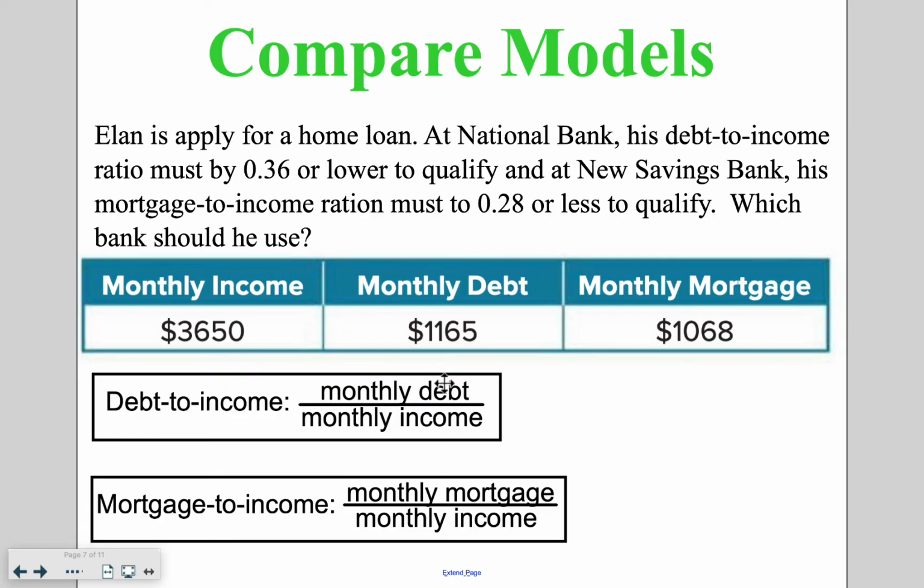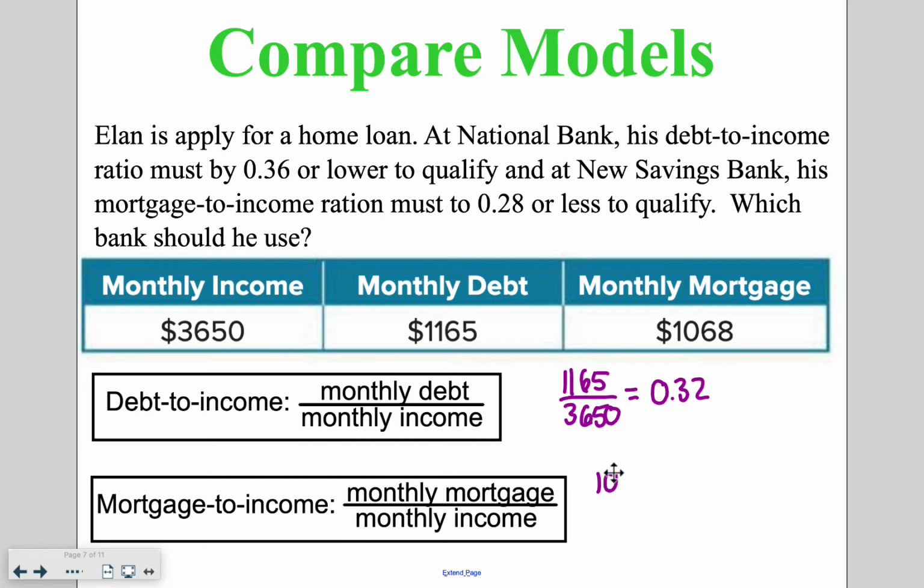So first, I want you to go ahead and calculate for National Bank using his debt to income ratio. And we would take our debt, which is $1,165, and divide by our monthly income. And when I do that, I get a long decimal, but I want to round that off at 0.32.